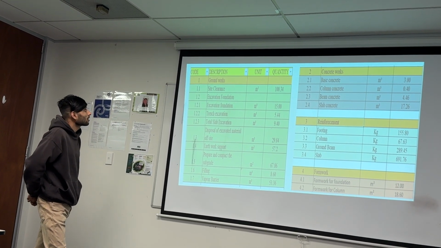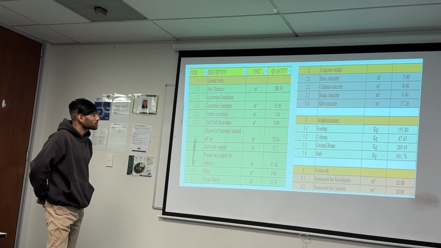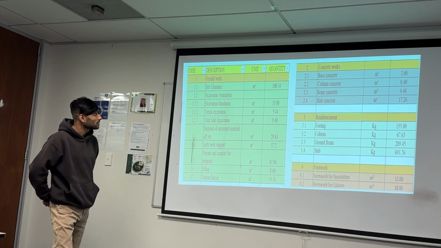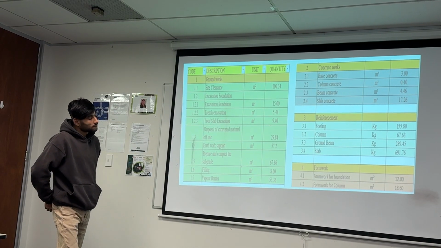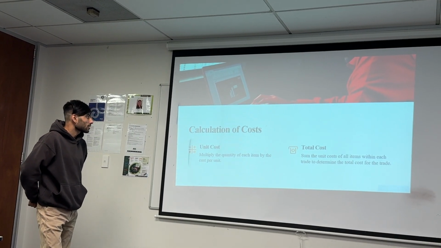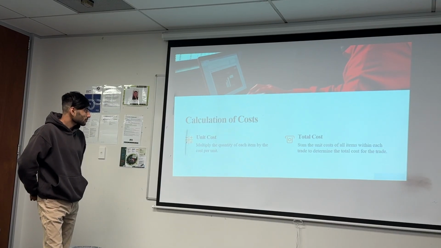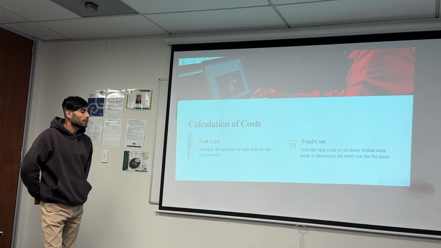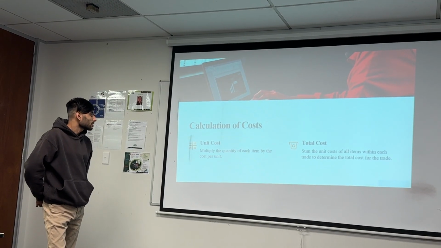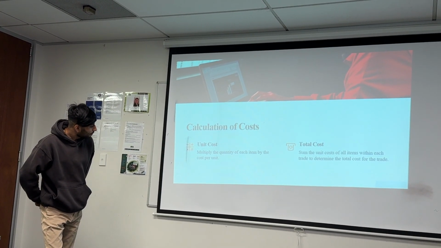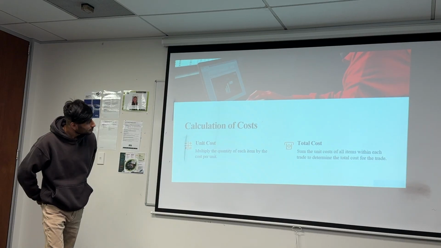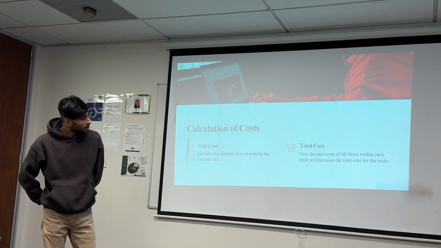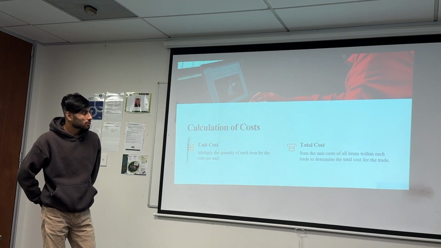We need to first write the code, description, unit and quantity we need to construct that project. The next part is the calculation of the cost. Unit cost: multiply the quantities which we gain from the Excel sheet by the cost per unit. The total cost is the sum of the unit costs of all items within each trade to determine the total cost of the trade.